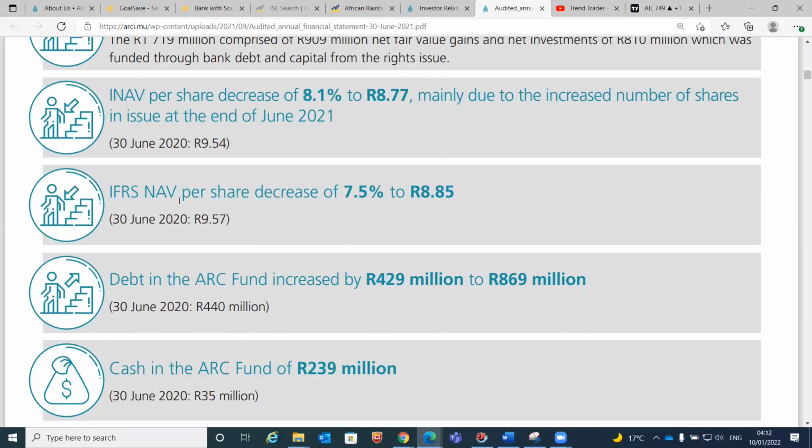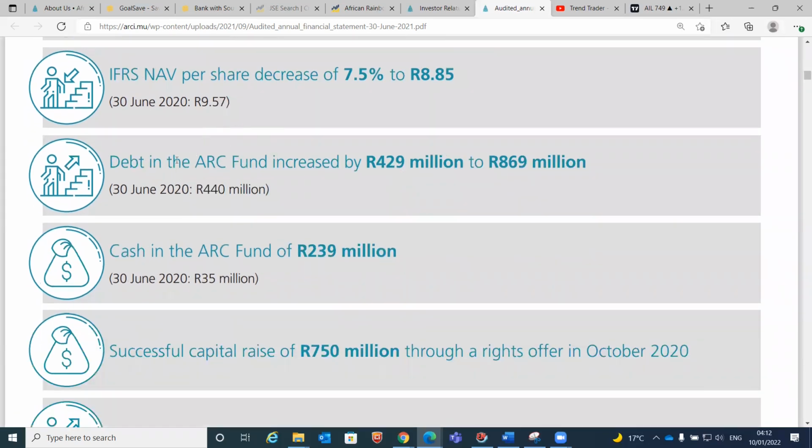And then there is a F.I.R.E NAV, which they also say has decreased by 7.5% to R8.85. I don't know what the difference is between the F.I.R.E net asset value and this INF there, but what is clear is that there is a decrease. And then, like any other company that is growing, it's possible that it can easily increase its debt. As you can see, the debt of the ARC fund increased by 429 million to about 870 million. In the previous reporting period, the debt was about 440 million.